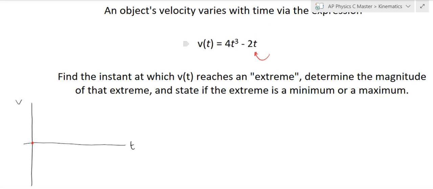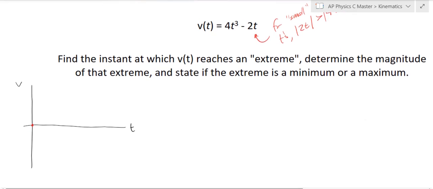So I'm going to say that for small t's, 2t, that magnitude, is bigger than 4t cubed. So this term is what I would call the dominant term when t is small. But later, the opposite's true. For larger t's, when you cube a large number, it gets really, really large. So when t gets big, that 4t cubed term becomes much bigger than t.